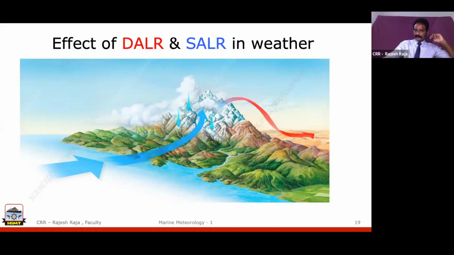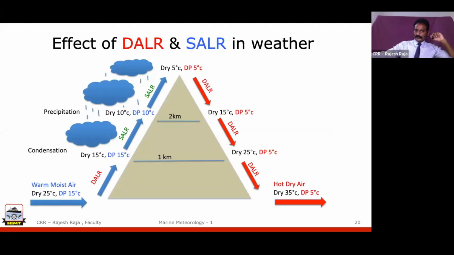To support this in more detail, just a quick example, why you need to know. There is one most important thing you should remember. Look at the dew point. Please keep noticing the dew point. We'll start this diagram from the left-hand side bottom. I'm giving you maybe Arabian Sea, where you have southwest monsoon. You are getting quite strong winds.